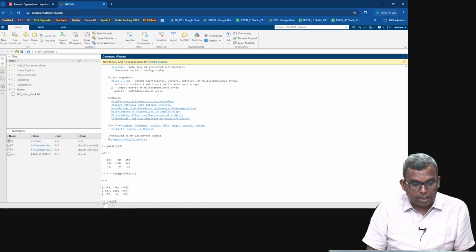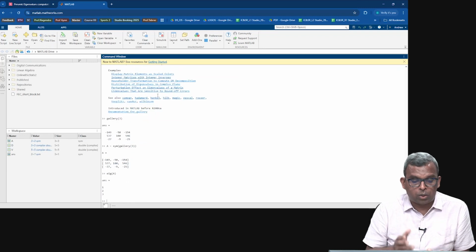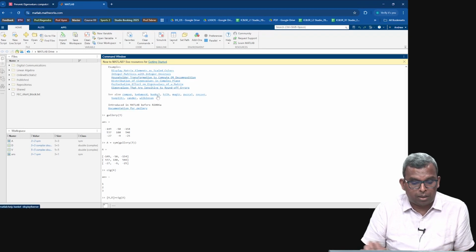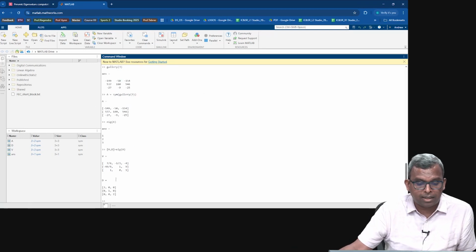So let's look at eigenvalue of A. Oh, 1, 2, 3, look at that, it became very, very interesting. So V comma D, we can say Eig of A, maybe it will be a bit interesting. So yeah, this is quite nice, it's got rational form. 3, 1, 2, and 3 has got this eigenvector, 1 has got this eigenvector, 2 has got this eigenvector.